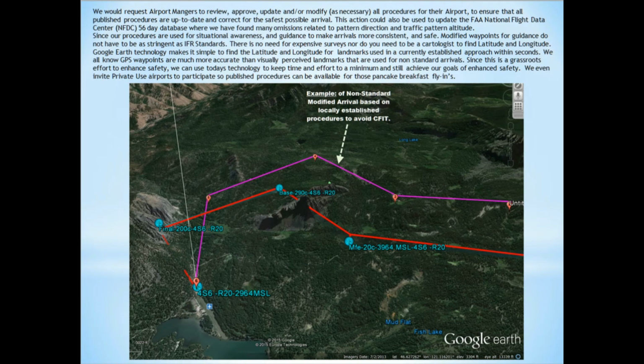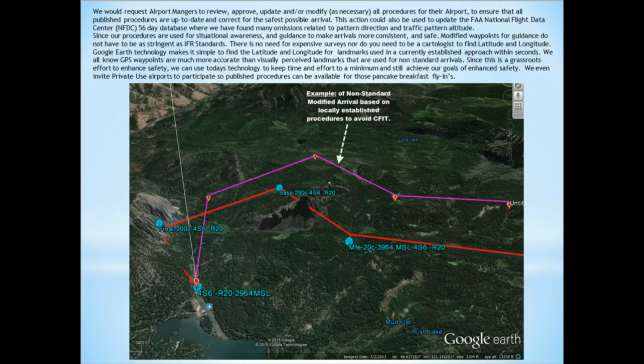There's no need for expensive surveys, nor do you need to be a cartographer to find latitude and longitude. Google Earth technology makes it simple to find the latitude and longitude for landmarks used in a currently established approach within seconds. We all know GPS waypoints are much more accurate than visually perceived landmarks that are used for non-standard arrivals. Since this is a grassroots effort to enhance safety, we can use today's technology to keep time and effort to a minimum and still achieve our goals of enhanced safety.